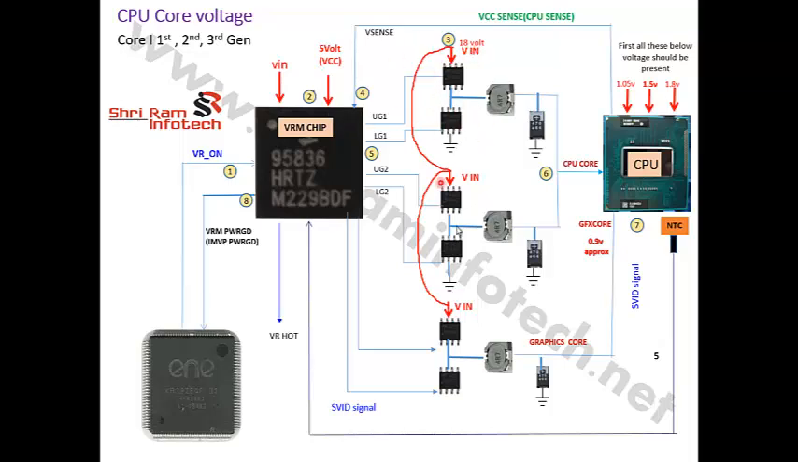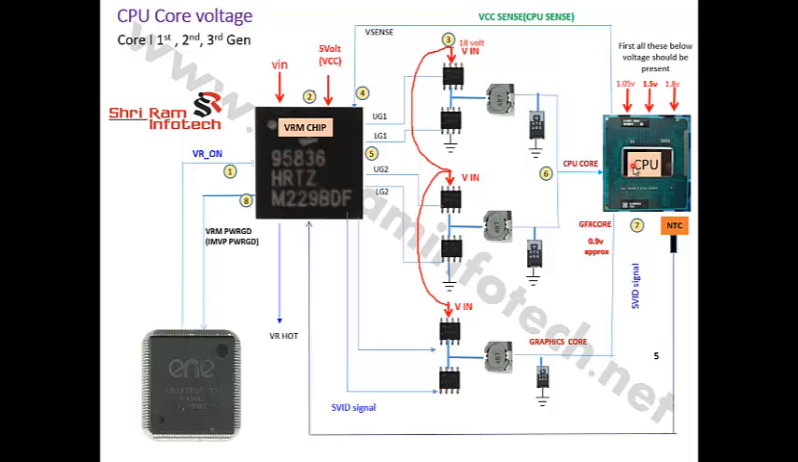The next are the MOSFETs. These are the different MOSFETs. They are cascaded. UG means upper gate, LG means lower gate, connected to the coil and the capacitor. And the next is called the VCC sense or the CPU sense signal, V-sense signal. The VCC sense or the CPU sense is a signal which detects the CPU, and if this signal is not present, the VRM section won't work. It won't generate the CPU core voltage, right? So this is very important.